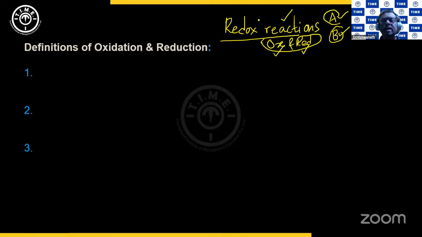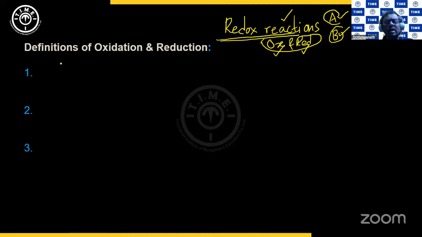So a redox reaction is oxidation and reduction taking place in a given reaction. Oxidation and reduction cannot take place in an isolated way. They cannot be separated from each other. Now, with this in mind, let us look at the definitions of oxidation and reduction.